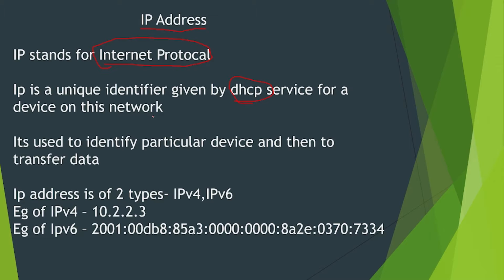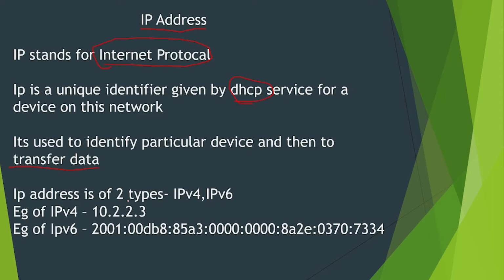If you want to go onto the network and communicate with another computer that is connected to it, you will be given an IP address by the DHCP service. So your device is recognized by the server to connect using the internet protocol. It is used to identify the particular device and then transfer data. When surfing the internet, you are transferring data from your computer to other server computers.